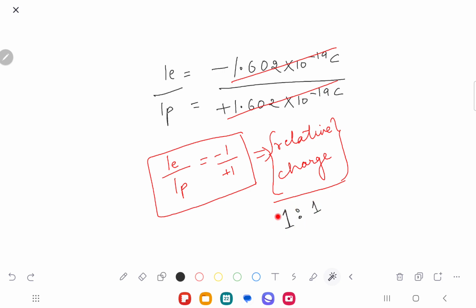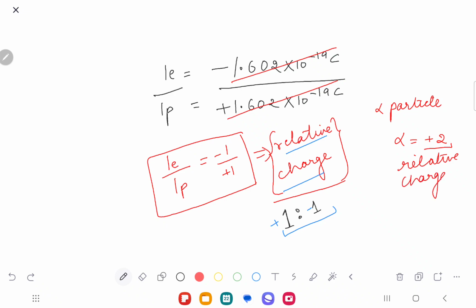1:1 is the value of the charge. The proton is +1, so the electron is -1. So it is a relative charge. The actual value is this for the charge. I hope you're understanding my point. Now understand from here what is happening. Similarly, if I say the alpha particle, I would say the alpha particle's charge is +2. But in reality, this is a relative charge.